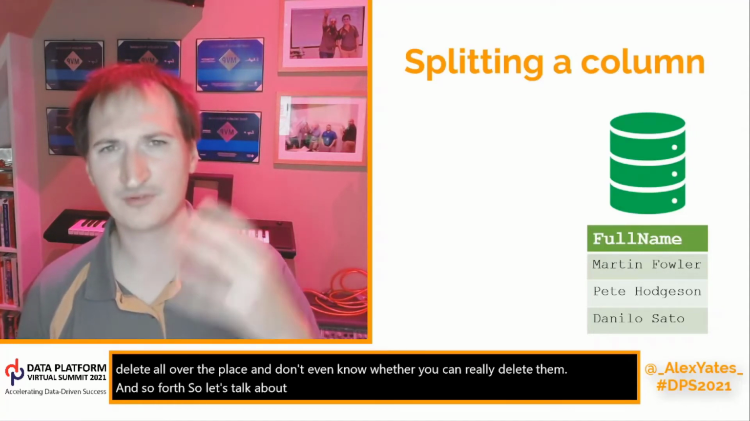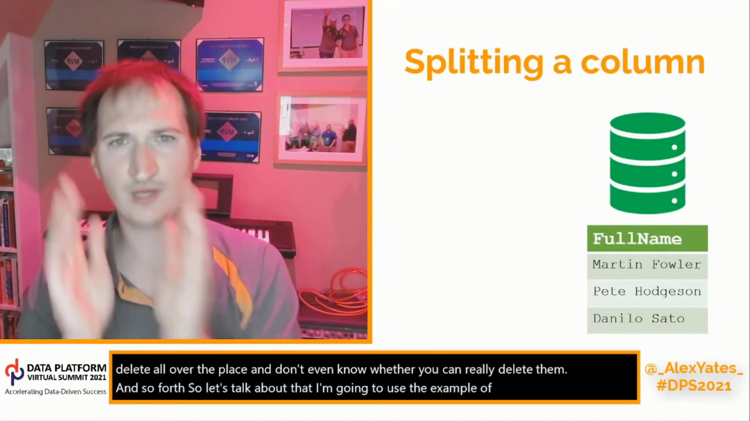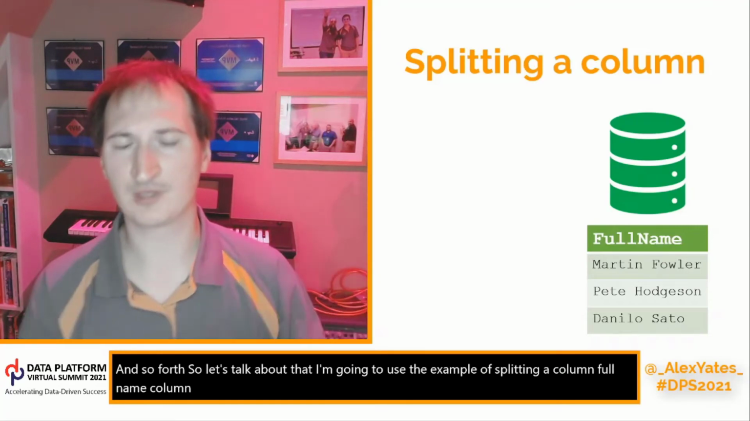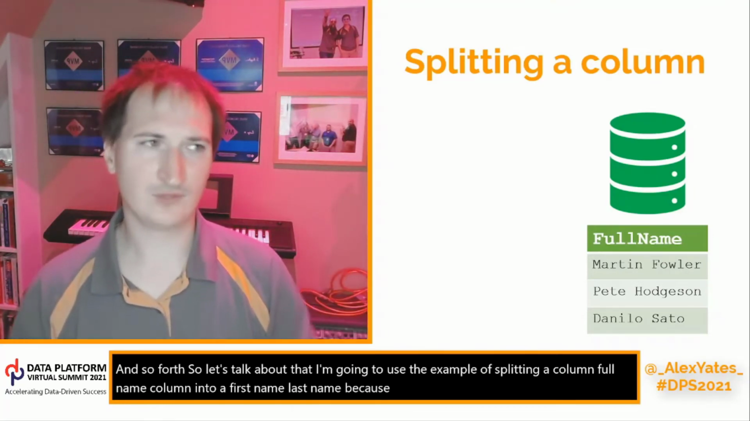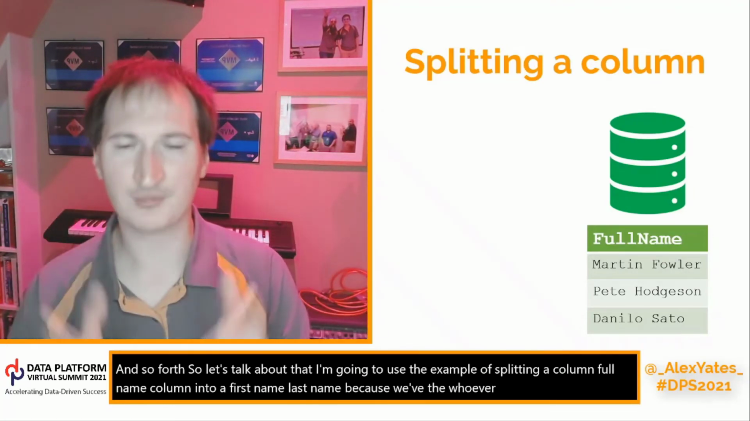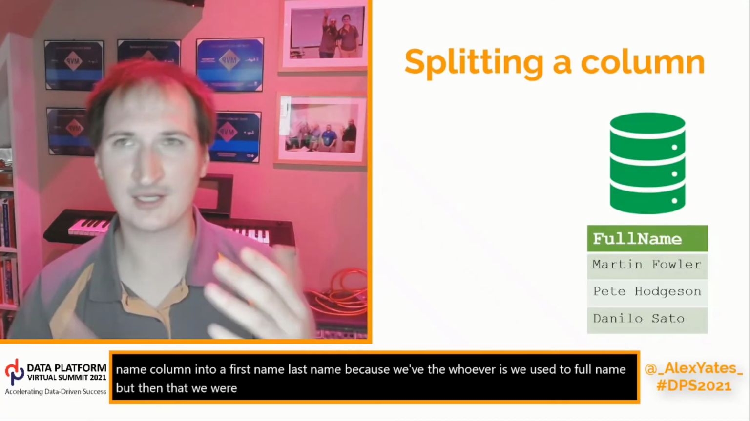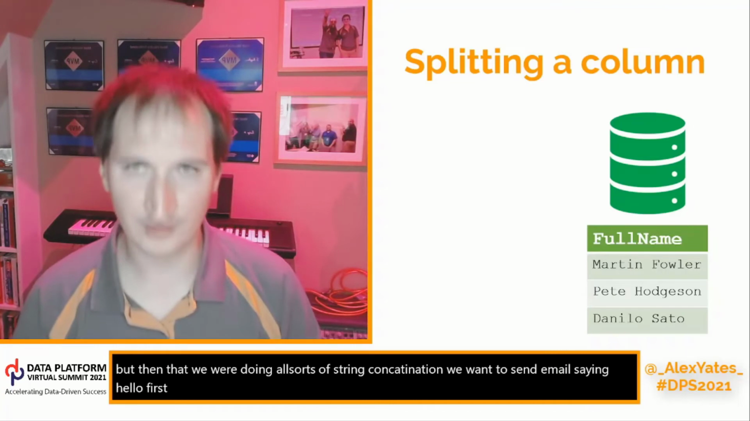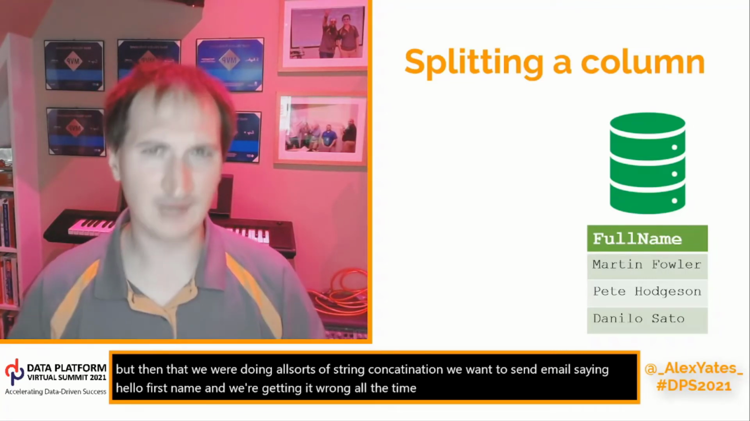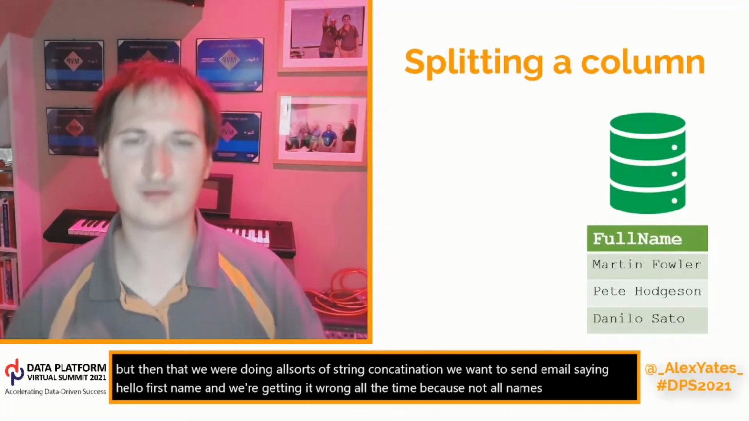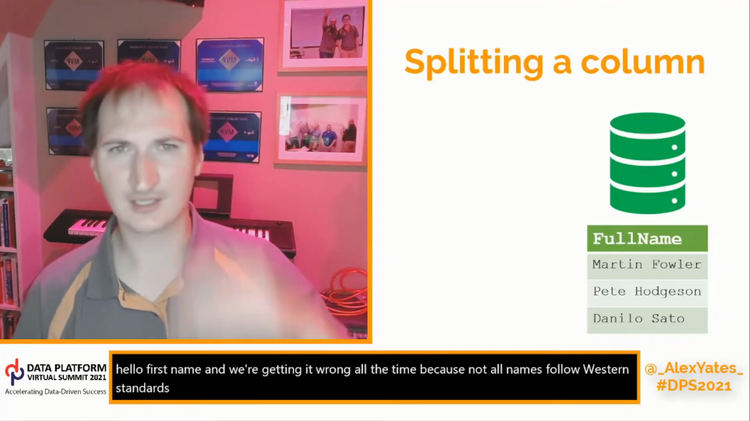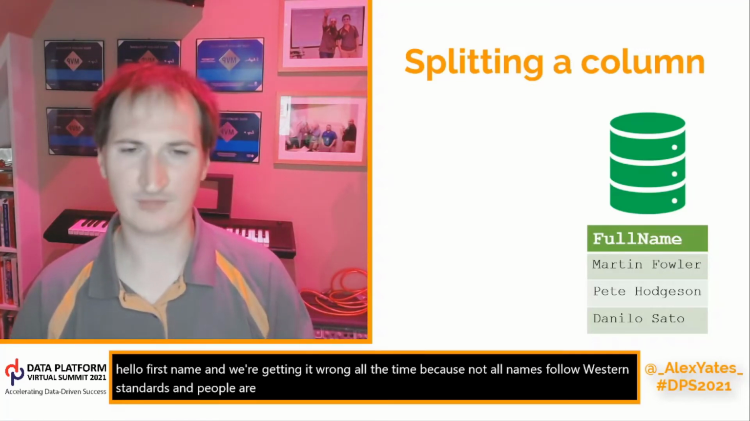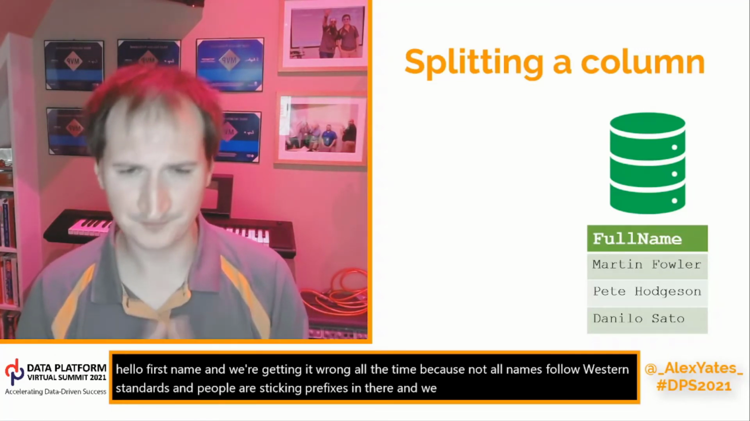So let's talk about that. I'm going to use the example of splitting a full name column into a first name and last name, because we used to do full name, but then we were doing all sorts of string concatenation when we wanted to send emails saying hello first name, and we're getting it wrong all the time, because not all names follow Western standards, and people are sticking prefixes in there, and we want to solve all of those problems.